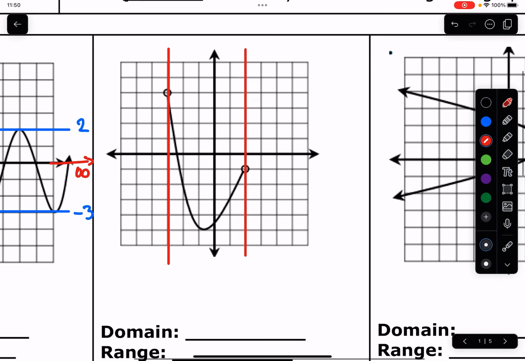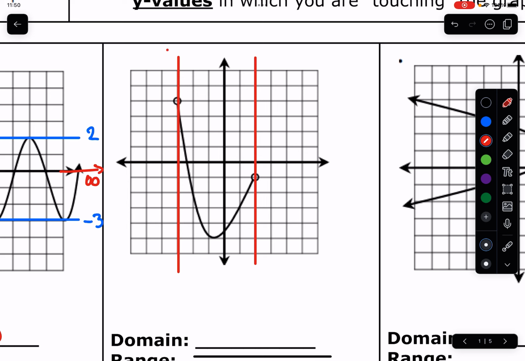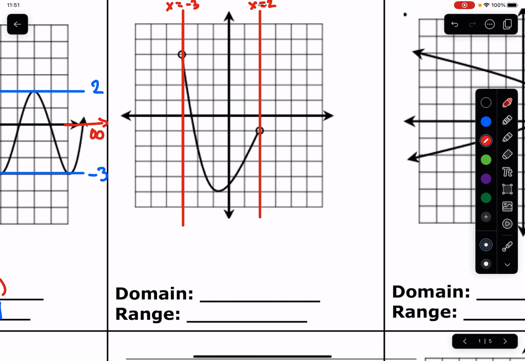Well, the x value of this red line on the left is, well, since this here is 0, this is 1, 2, 3 units to the left of 0, so that's negative 3. And this one is 2 units to the right of 0, so that's positive 2. So the domain of this graph here is all of the x values between negative 3 and positive 2. Now, since the endpoints at those locations are open circles, we use parentheses to indicate that.